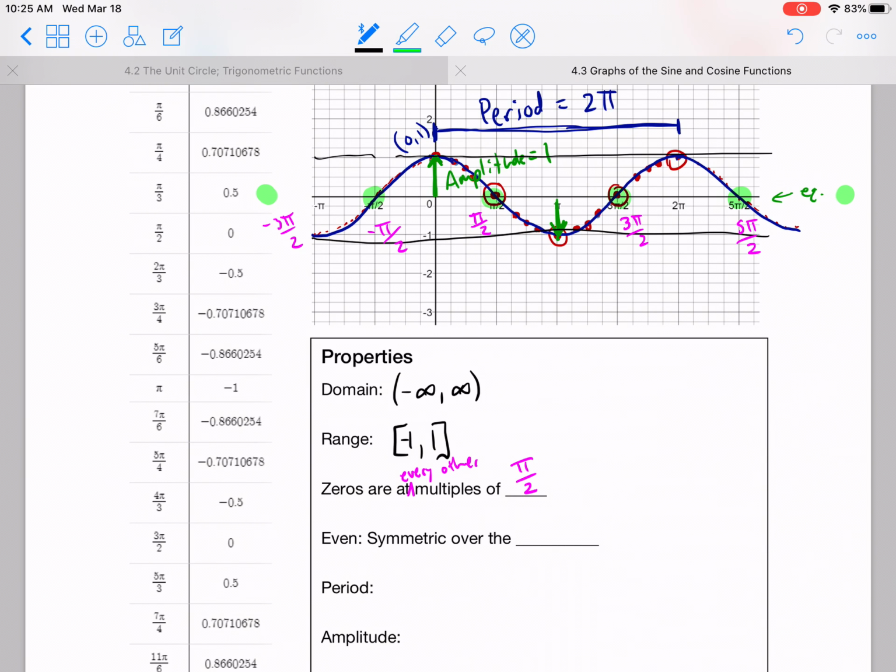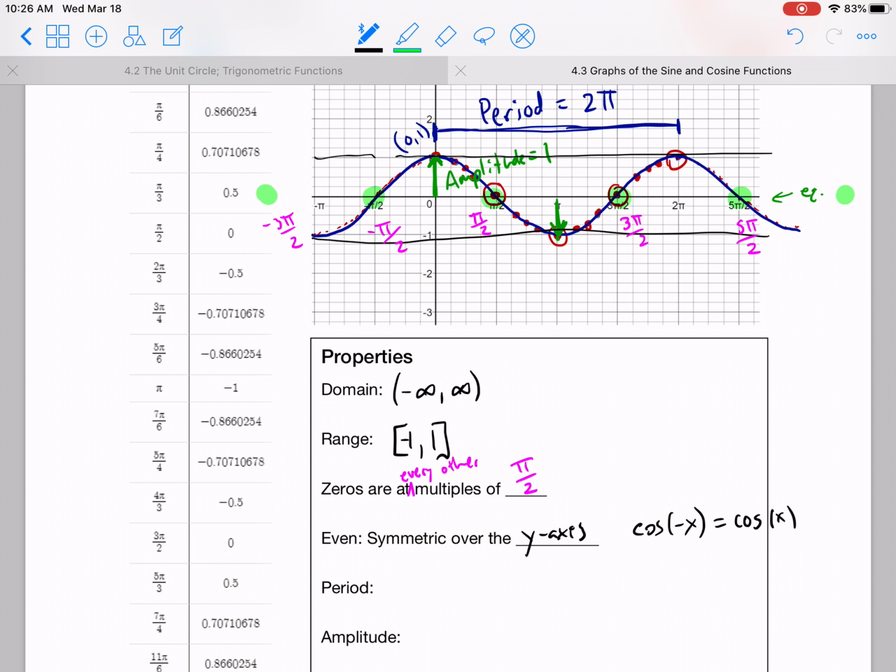This is actually an even function. So cosine of negative x is going to equal cosine of x. And so it's an even function, and so it's symmetric over the y-axis.